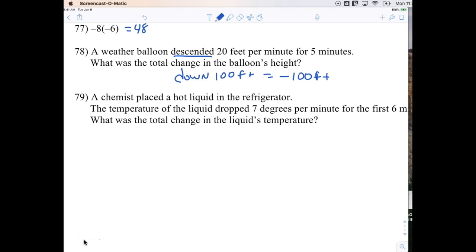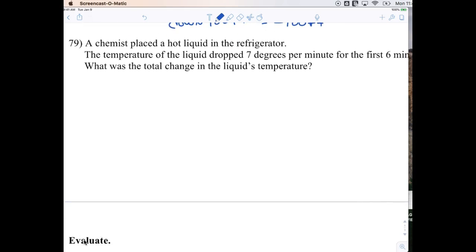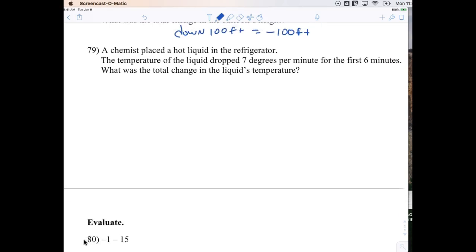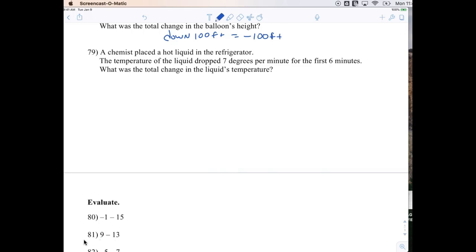All right, here we go for 79. It says a chemist placed a hot liquid in the refrigerator. The temperature of the liquid dropped 7 degrees per minute for 6 minutes. So it dropped how much? Yes, it dropped 42 degrees. Exactly. So you would say negative 42 degrees. Okay?